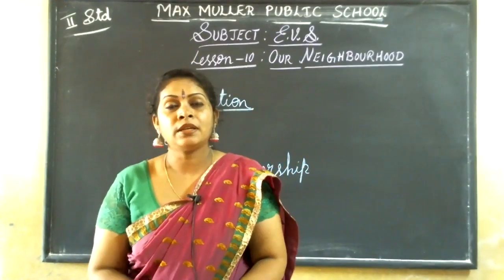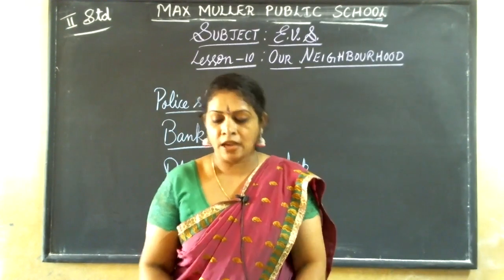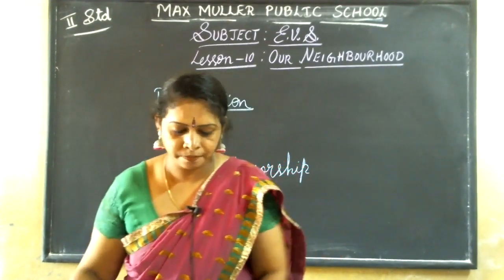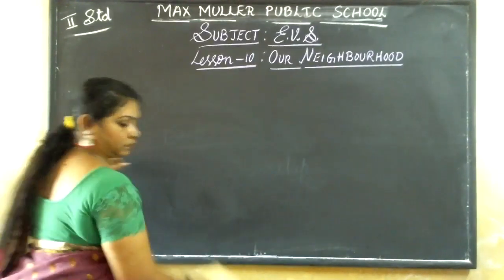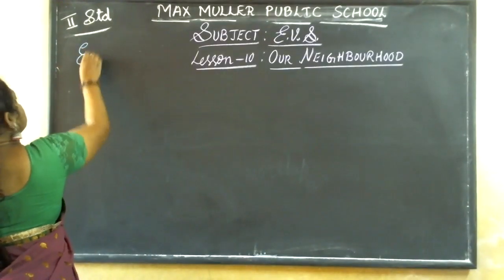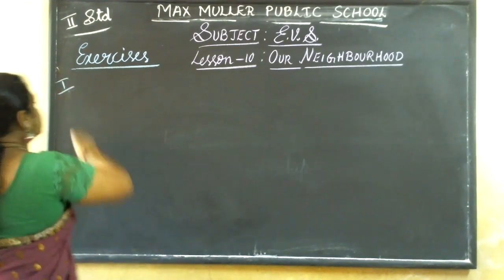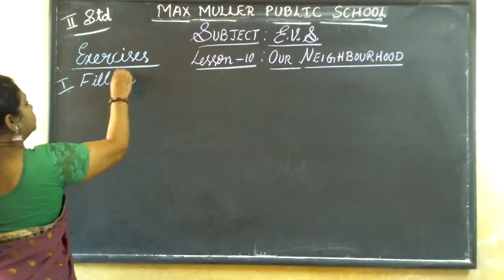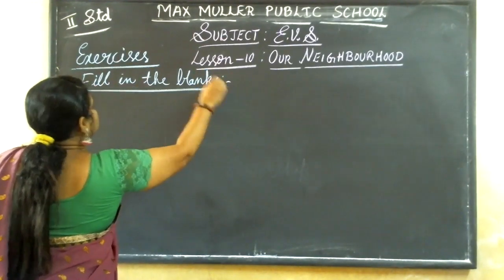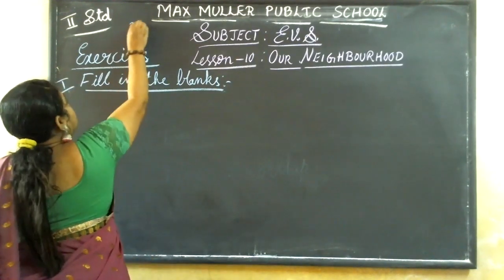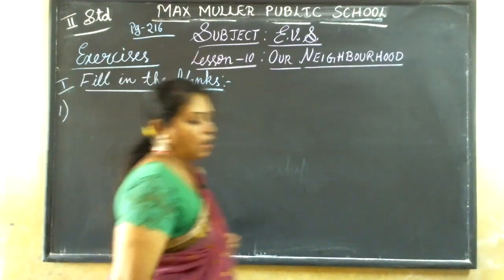Okay, children. Now, till here, I have completed everything. This lesson number 10, I have completed. Now, let us do the exercise. After that, I will start a bit of revision also. Okay? Exercises. First, fill in the blanks. Open your textbook. Fill in the blanks, page 216. I'll be writing down only the answers, okay?